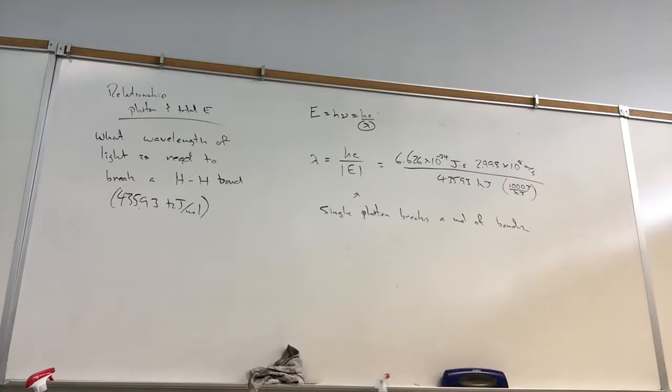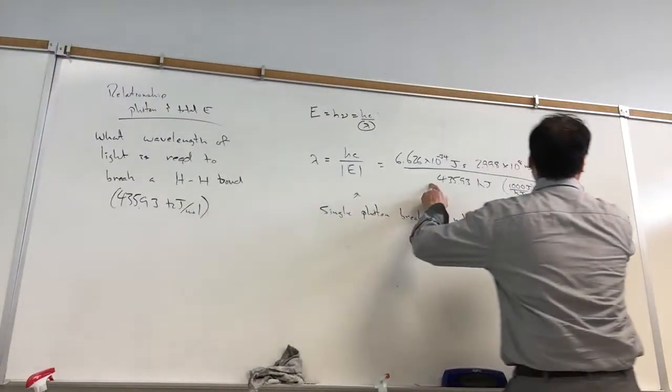And so let's go ahead and calculate the wavelength here. What would the wavelength be for this? Let me get my calculator out. So 6.626 times 2.998 divided by 435.93 divided by 1,000 equals 4.557 times 10 to the negative fifth.